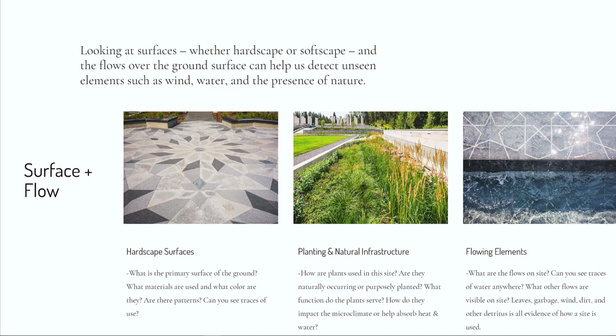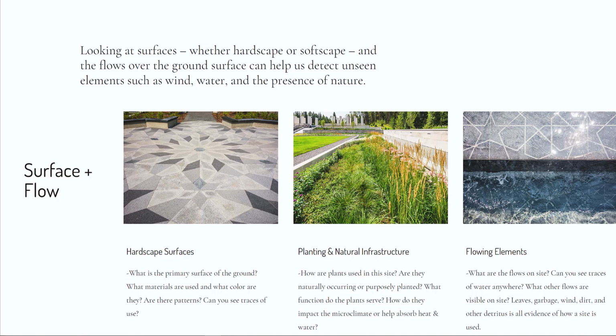We can also take shots that demonstrate surfaces and flows. Looking at surfaces, whether hardscape or softscape, and the flows over the ground surfaces can help us detect unseen traces of elements such as wind, water, and the presence of nature. So even on hardscape surfaces like pavings, you can detect patterns of movement. You can also detect patterns of wetness and dryness and drainage.